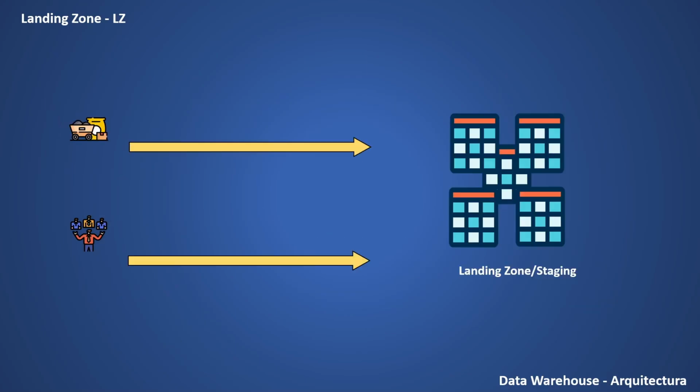This transfer of information can be done in a couple of ways, and I'll briefly mention them because we will see them in more detail later. One way is to extract all the existing information from the source, then delete the information currently in the landing zone table, and finally load all the extracted information into the same table. This process is called bulk load.